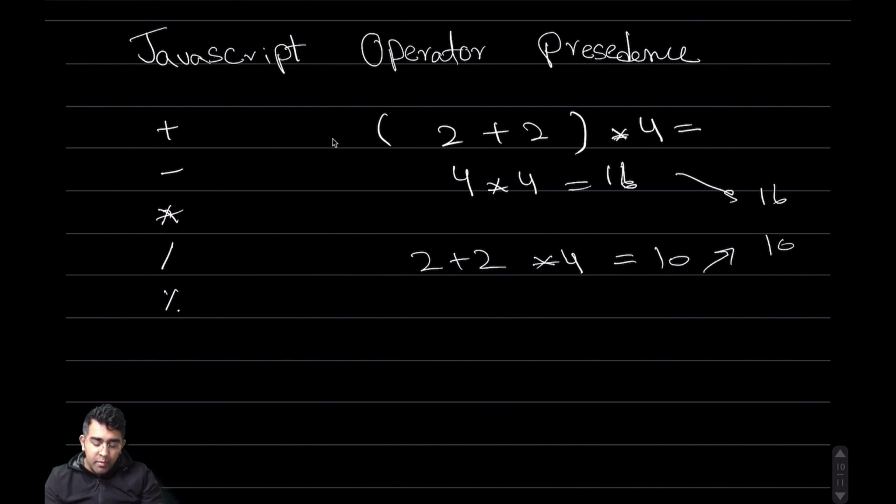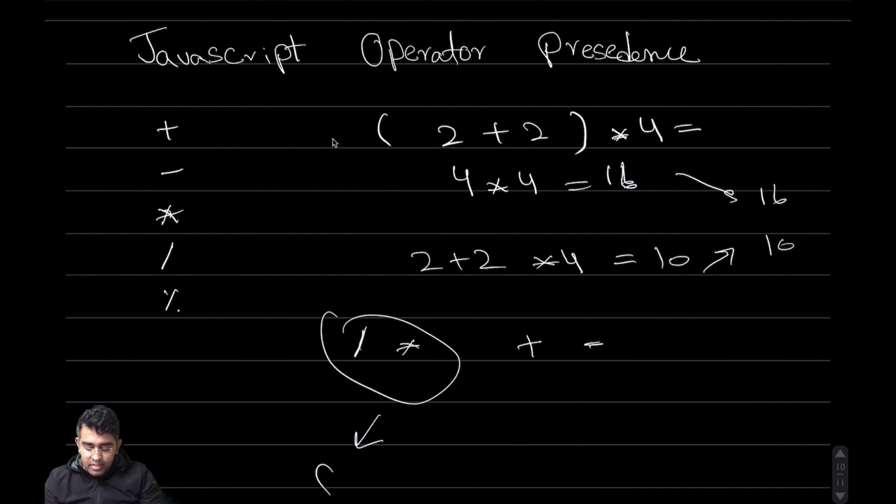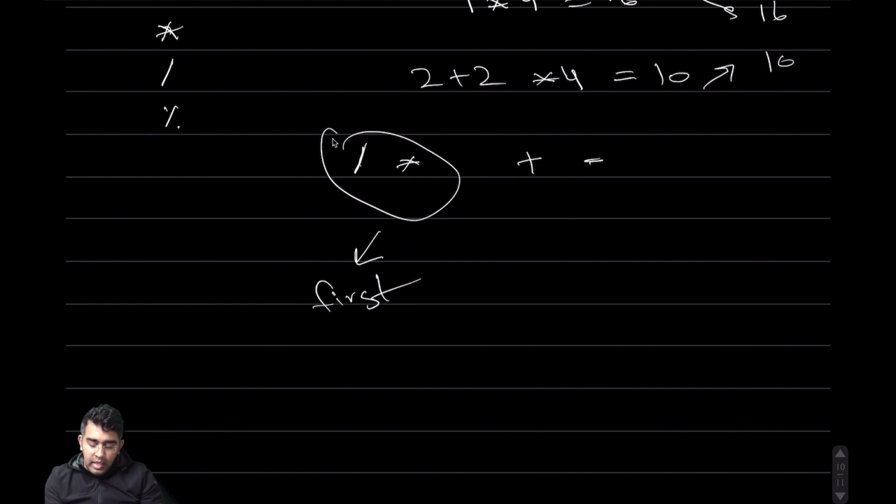So let me give you a quick demo. If we have brackets in an equation, that equation will be evaluated before anything else. Doesn't matter if it's a plus operator, a minus, or multiplication, or division. But if we don't encapsulate any part of the equation in a bracket, then first it will divide or multiply, and afterwards, the plus and minus calculations will be done. So these two operators get evaluated first, and these two operators after.